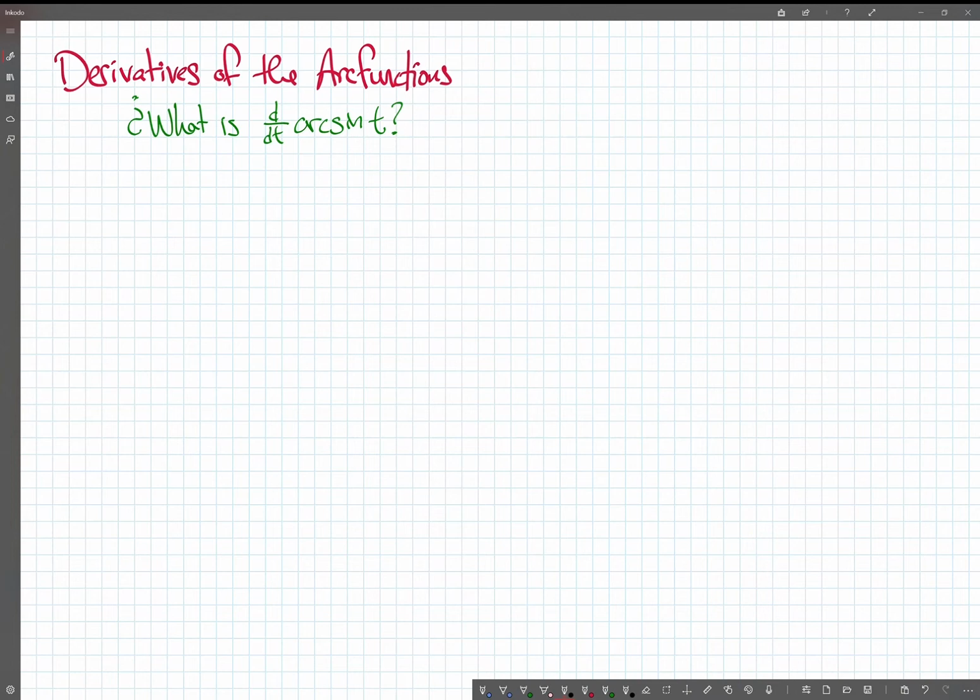In the e-text, or on Wikipedia, or probably if you just type the question into Google, you'll find a formula for the derivative of the arcsine function. That's all well and good. You could memorize that. But then you might ask, well, what's the derivative of the arccosine function? What's the derivative of the arctangent function?